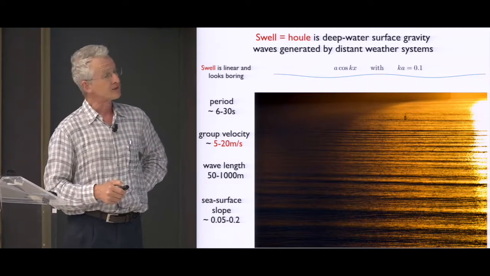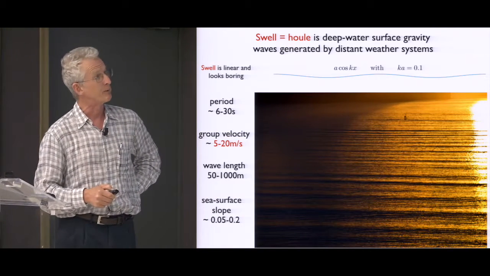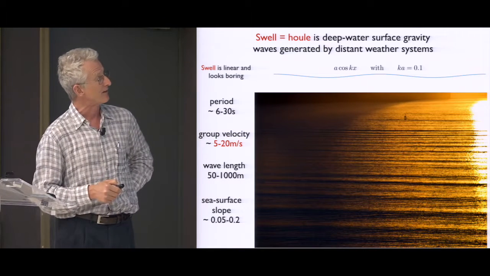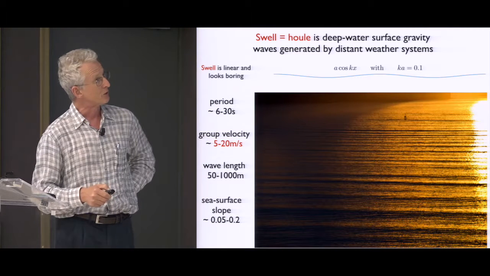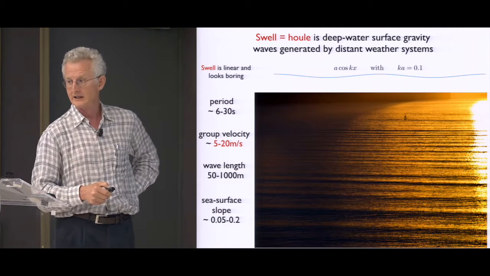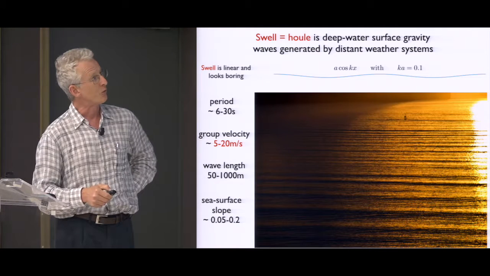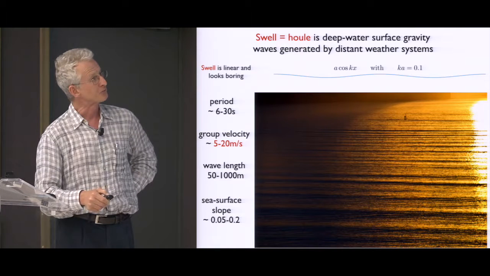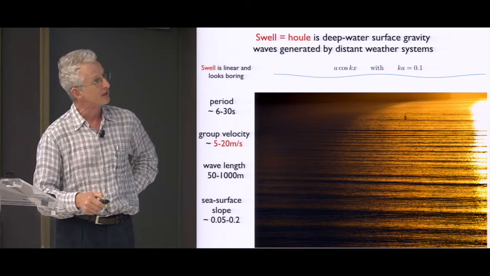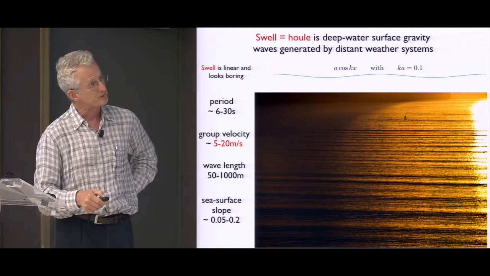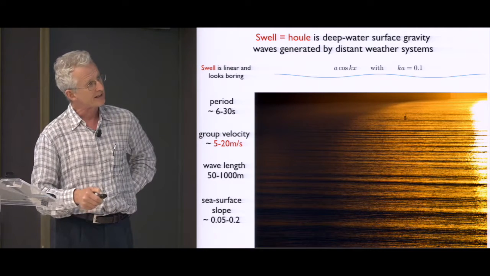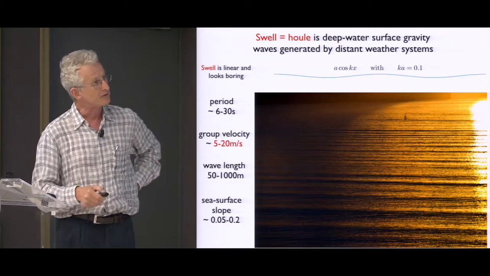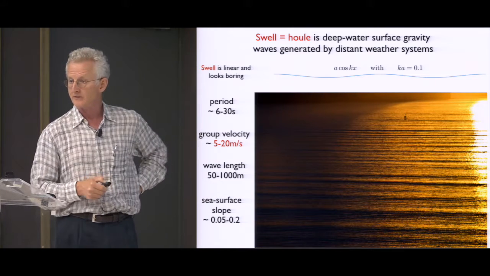So, as I said before, swell is deep water surface gravity waves generated by distant weather systems. And a swell is linear and looks kind of boring. If you're thinking of a cosine model for swell, the wave slope, that is the wave number times the amplitude, is a number like 0.1. So rather small angular deflections of the sea surface. As a result, swell is perhaps best observed at sunrise and sunset, when you get glancing reflections of sunlight from the ocean surface, and you can see these slight changes in angle of the sea surface.